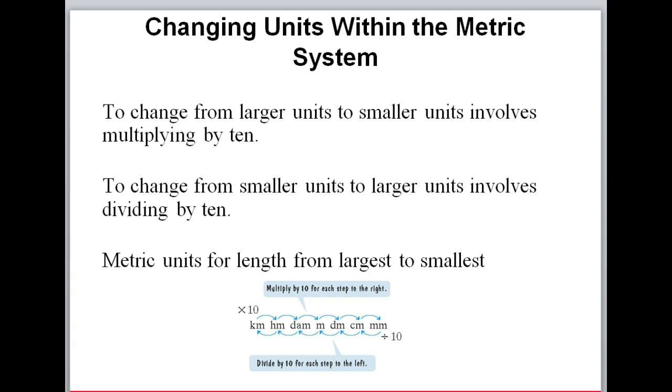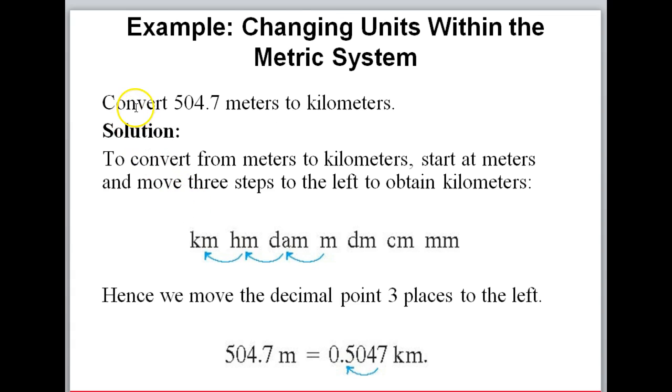Alright, let's try one. Convert 504.7 meters to kilometers. Well, we write them all in this order: K, H, D, A, the base unit, D, C, M. And we're going from meters to kilometers. So that's 1, 2, 3 to the left. So that literally means we take that decimal point and move it 1, 2, 3 to the left, and we end up with 0.5047 kilometers.